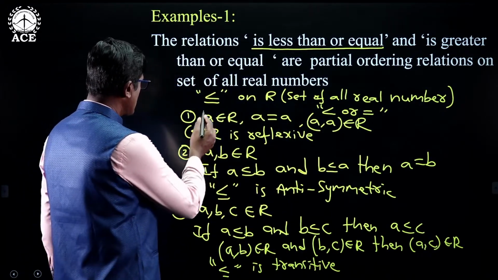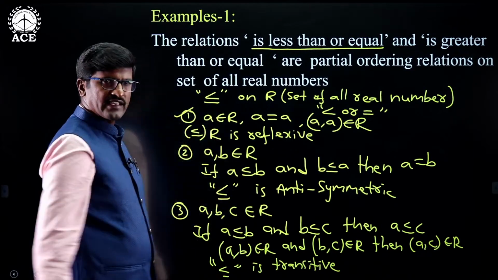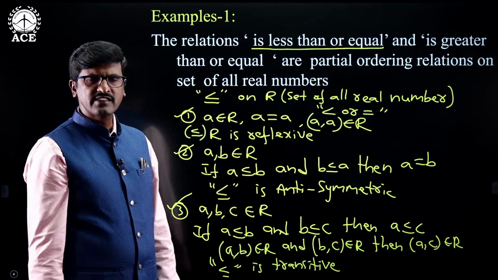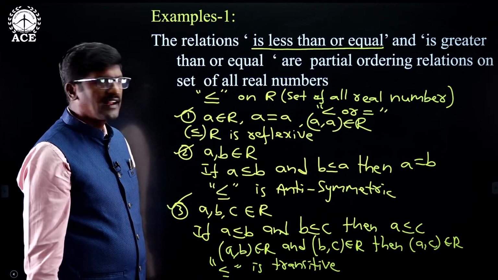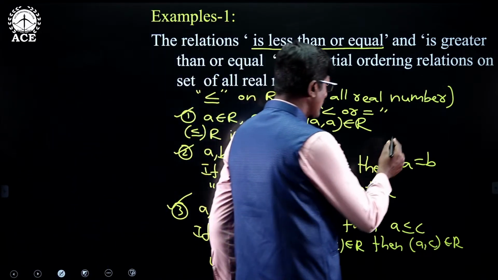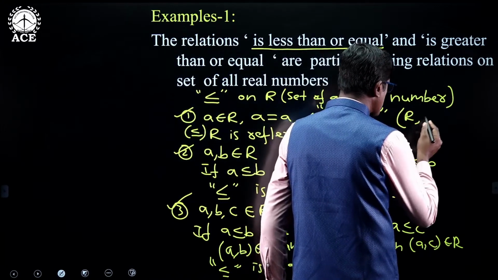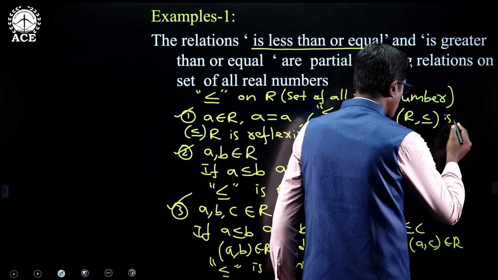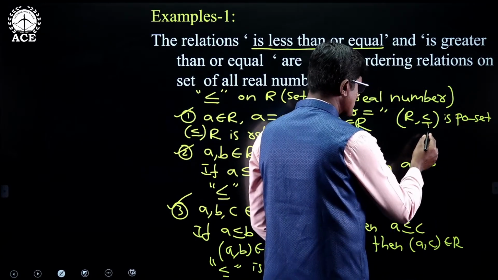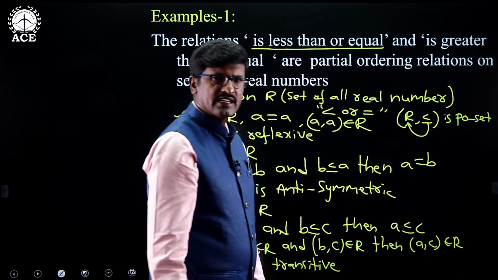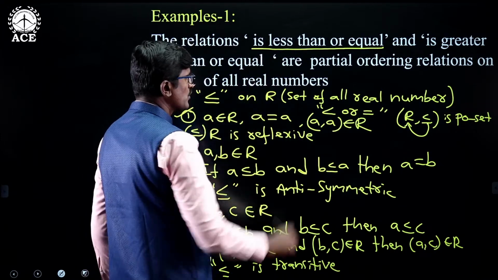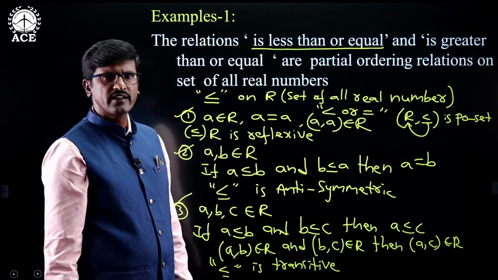That means the relation less than or equal to is satisfying the reflexive property, antisymmetric property and transitive property. Therefore, the relation less than or equal to is a partial ordering relation, and (R, ≤) is a poset. So here R is the partial ordering relation defined on the set of all real numbers.